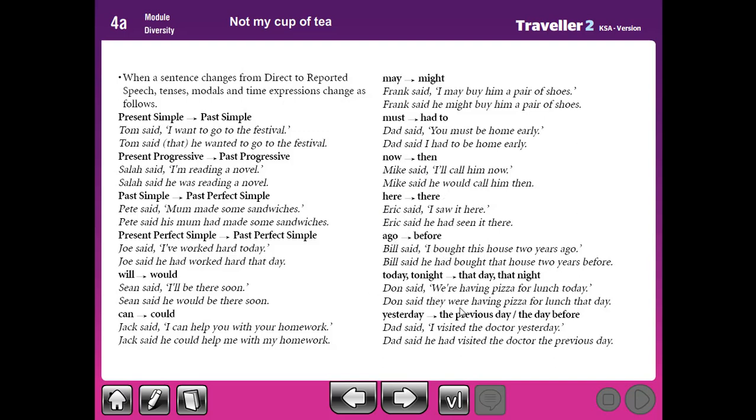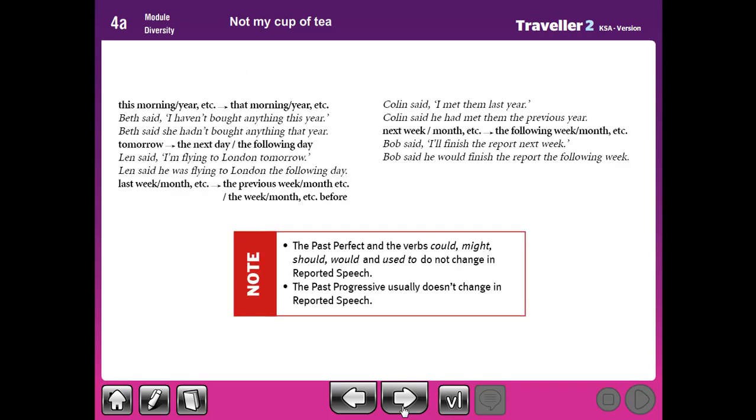These are the words related to our piece of grammar for today. Here we have this into that, tomorrow to the next day. These are the adverbs of time and place. Okay, we have the note here: past perfect and could, might, should.